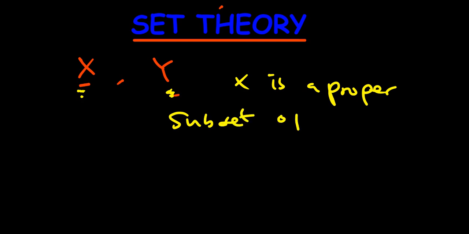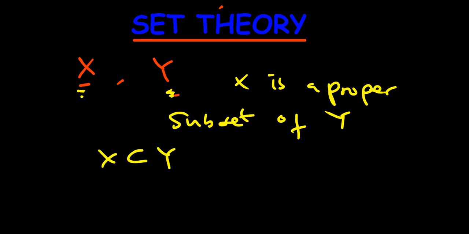The first thing is that every member of x is a member of y, but not every member of y is a member of x. Then we say that x is a proper subset of y. So that's that definition there, which is also still denoted in the same way with x, this subset of y.